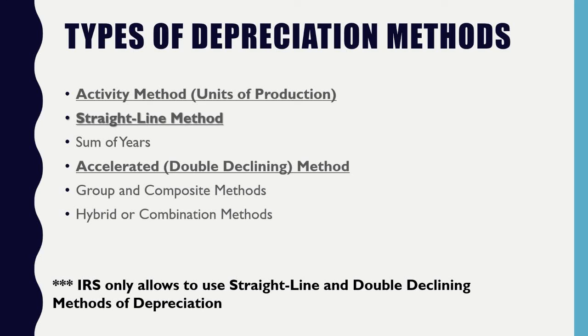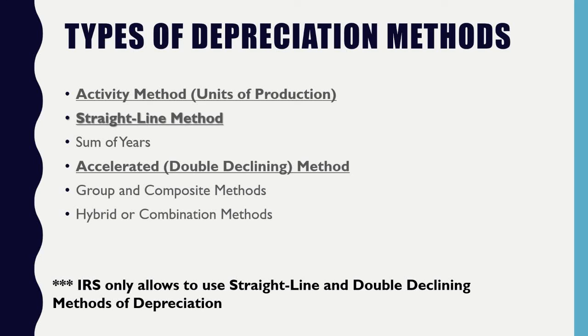Another common one, and I actually think this is most commonly used as well, is the accelerated, also known as double declining. Now, this one is definitely applied more towards technology. Especially technology. How accelerated or double declining works is it's based on how often you use the equipment. So that's also one of the more important ones.